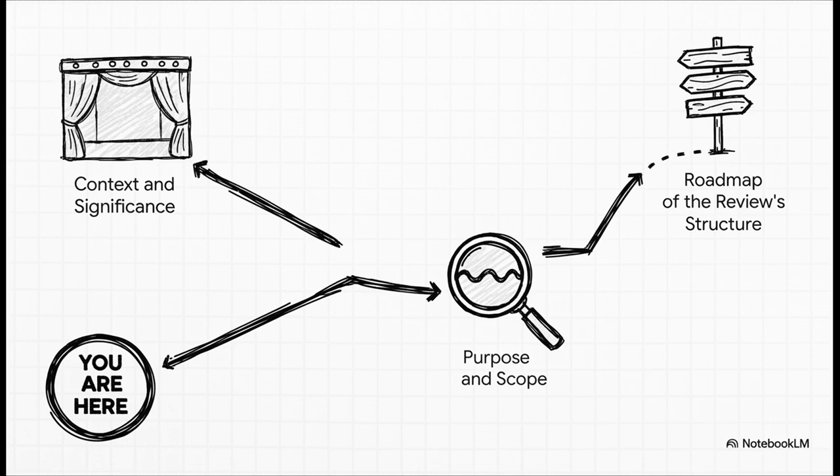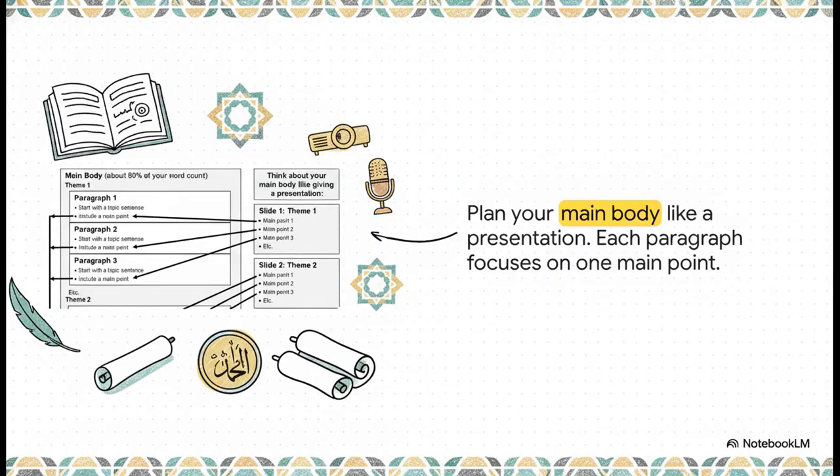Easy, right? Now for the main body of your paper. Here's a great way to think about it. Imagine you're creating a slide deck for a presentation. Each of your main themes is a major section. And inside that section, every single paragraph is like one slide. It should have one clear point, one main idea, supported by evidence from your sources. Stick to that rule. One paragraph, one point, and your paper will be so much clearer and more powerful.